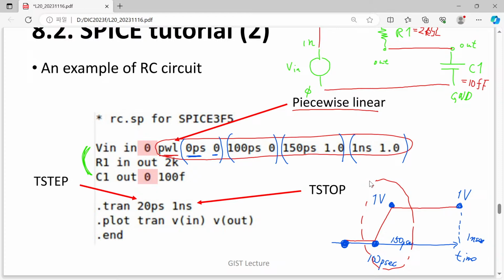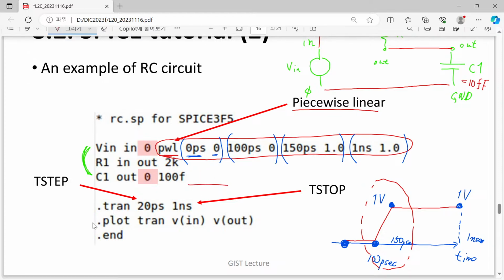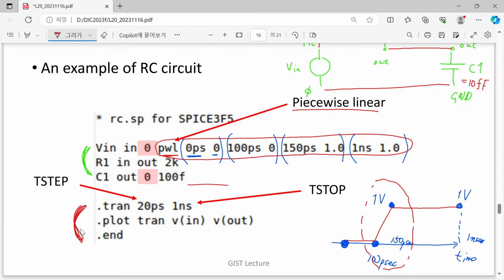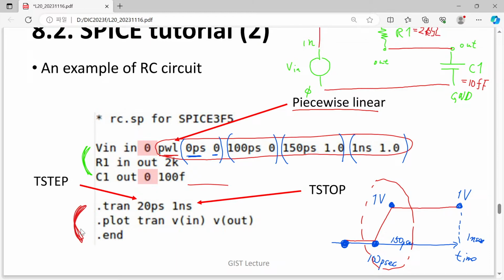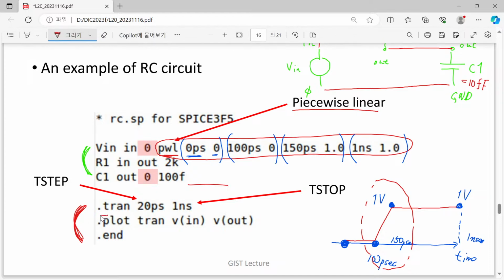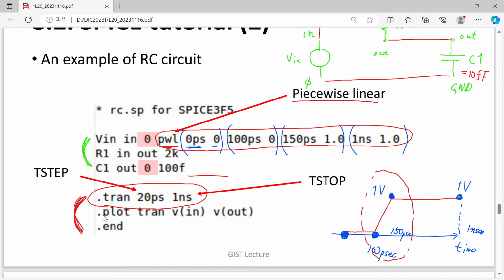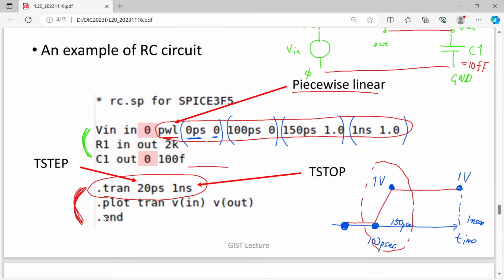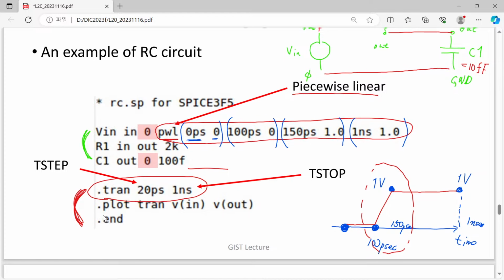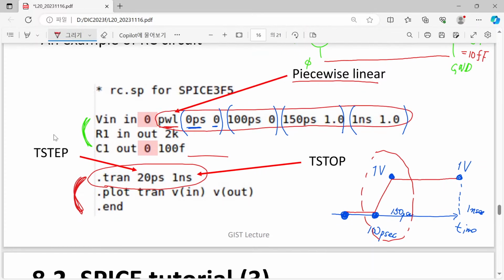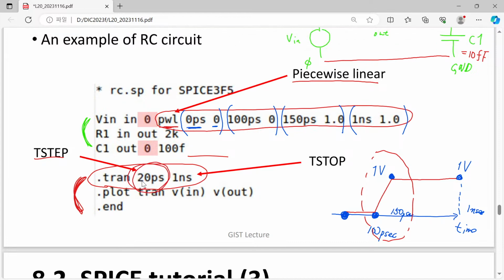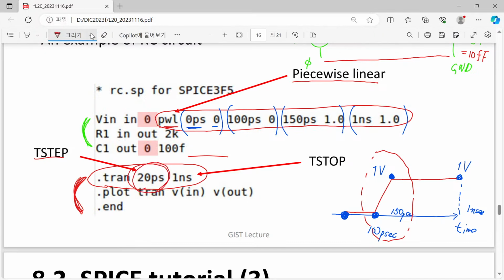Okay, we are ready to analyze this system, but without explicitly showing the command line here, the analysis is not started. Here we have the line to start the analysis. That means perform the transient simulation. And here we have T step and T stop. T step means please simulate this system at 20 picosecond spacing.